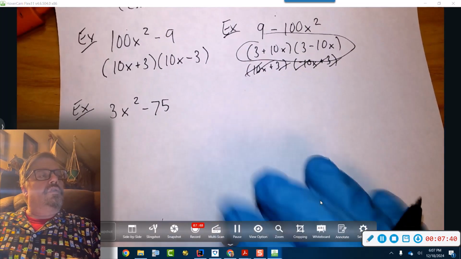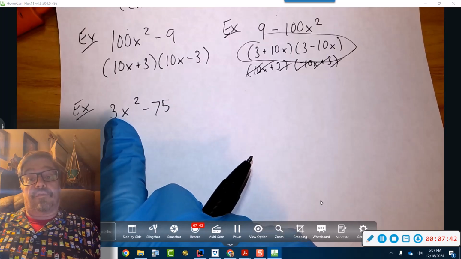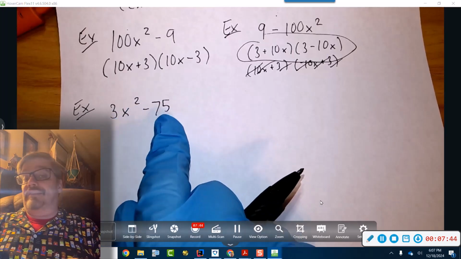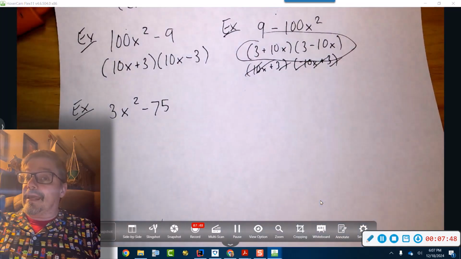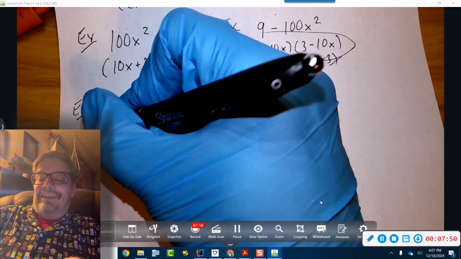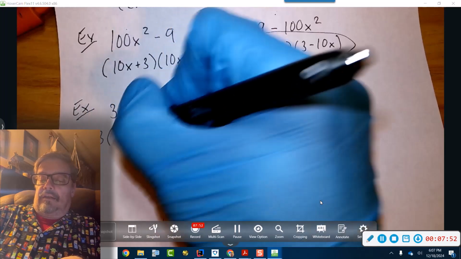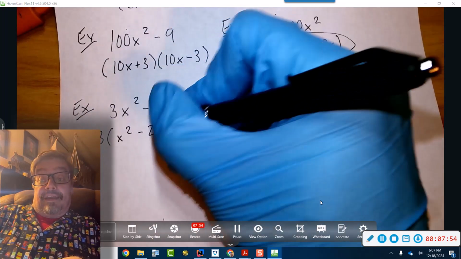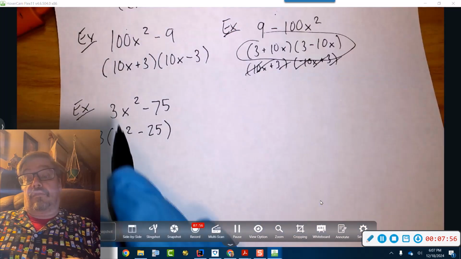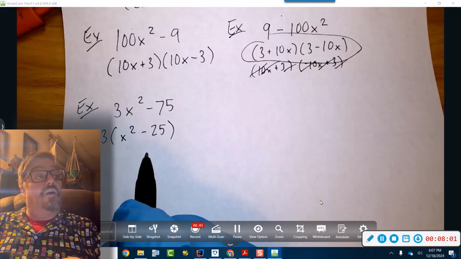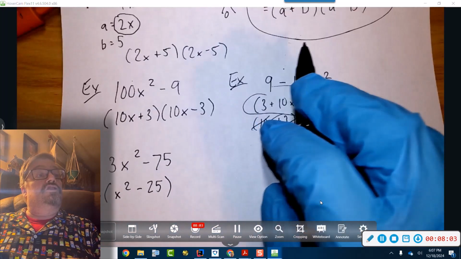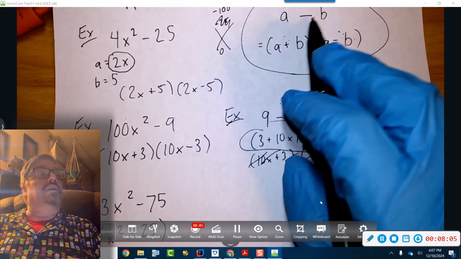All right, so you can see, well, 3 is definitely not on our list for a perfect square. 75 is definitely not on our list for a perfect square. So what we're going to do is see if we can make them into a perfect square. Can I take a 3 out of each of these? And the answer is yes, I can. I can take a 3 out of the first one, and I can take a 3 out of the 75. And so now this is just like this pattern right here.